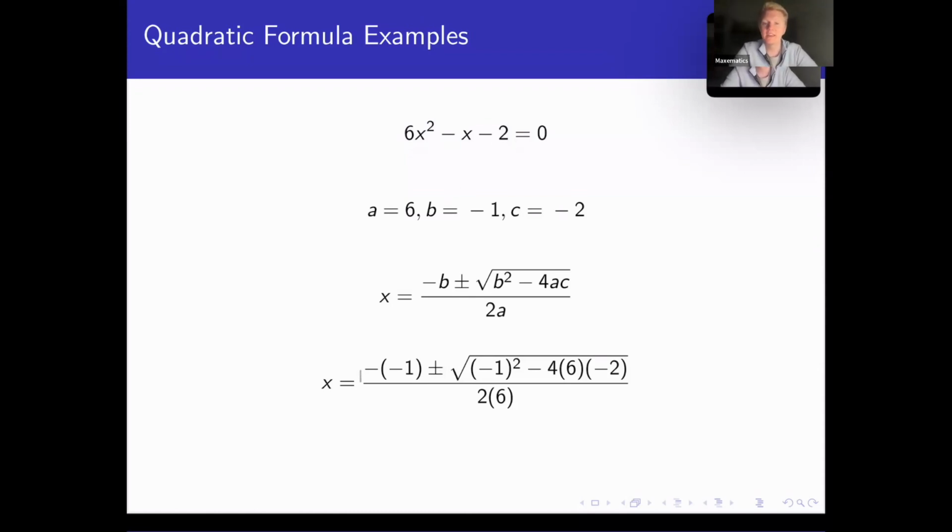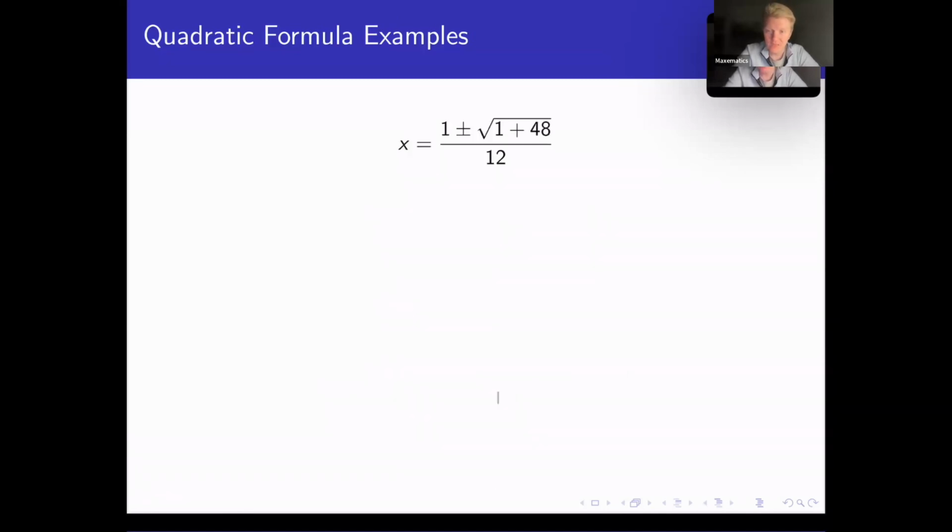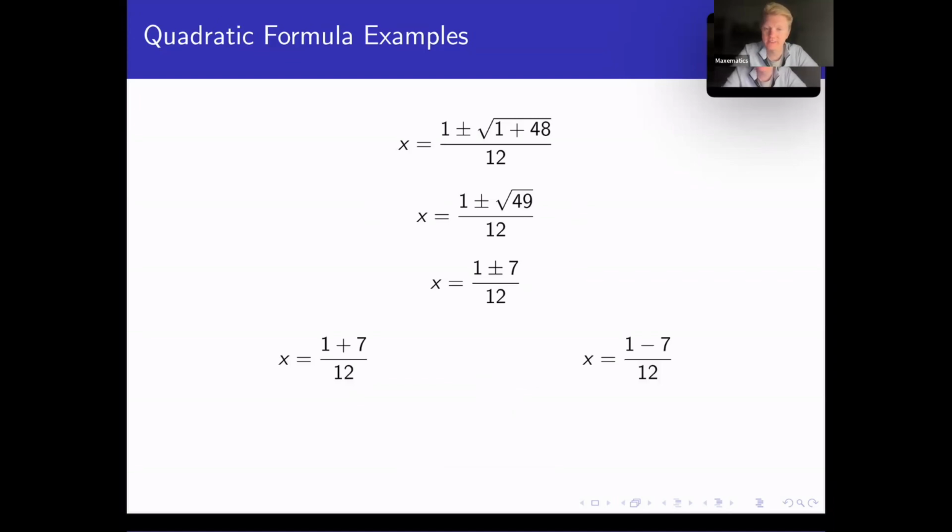Okay, -1 squared is +1, -4 times 6 times -2 is +48. 2 times 6 is 12. 1 plus 48 is 49. The square root of 49 is 7. And again, 1 plus 7 over 12, 1 minus 7 over 12, we get 2 answers.